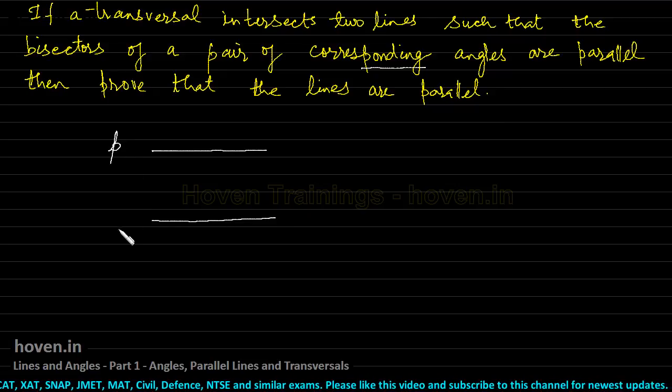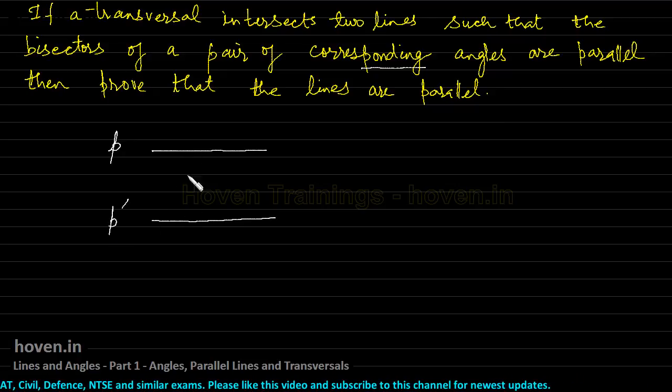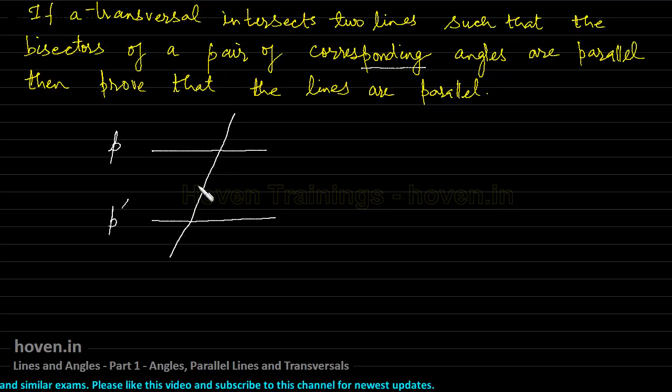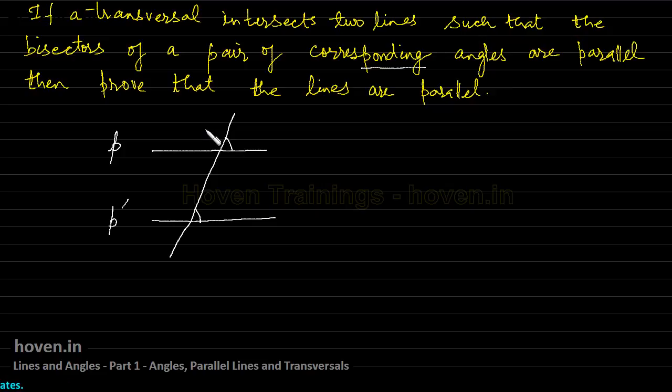This line we can call P. This line we can call P dash. These are not given to be parallel, but it is said that a transversal that is cutting them has a situation where the bisectors of a pair of corresponding angles are considered. This is a corresponding angle. This is a corresponding angle. Let me call this corresponding angle 1, and this one angle 2.